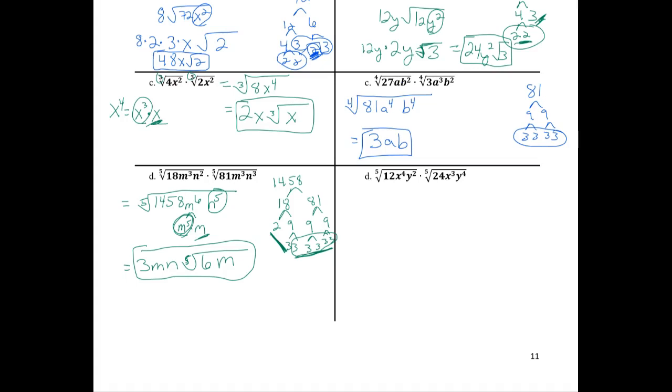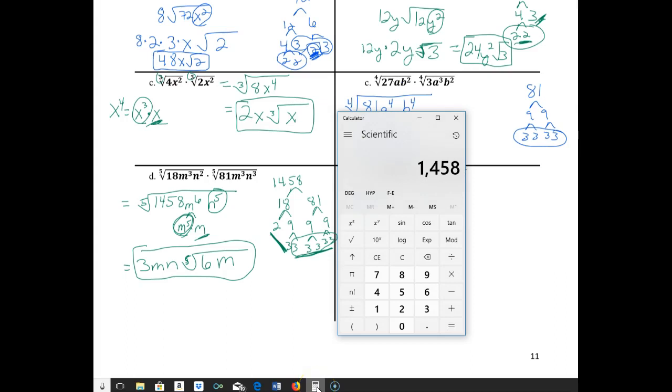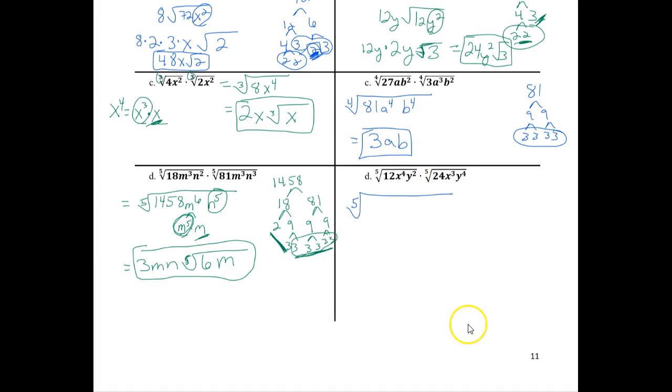All right, part D, same idea, only now it's a fifth root. So I'm going to have the fifth root of, I multiply all these together. I'm going to start with 12 times 24, get 288. X to the fourth times x cubed, we add the exponents. 4 plus 3 is 7. Y squared times y to the fourth would give me y to the sixth. 2 plus 4 is 6.